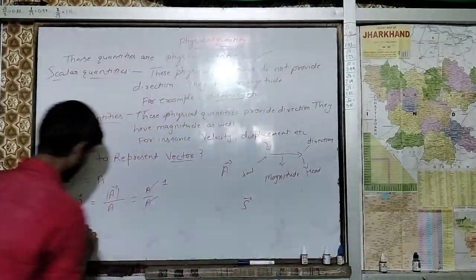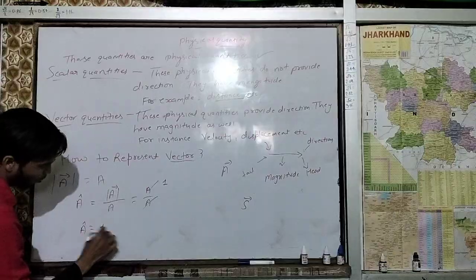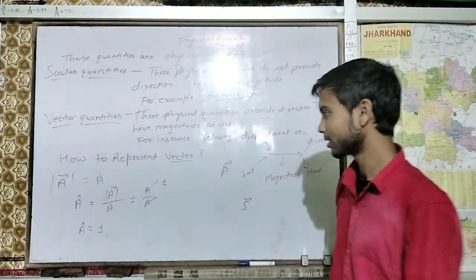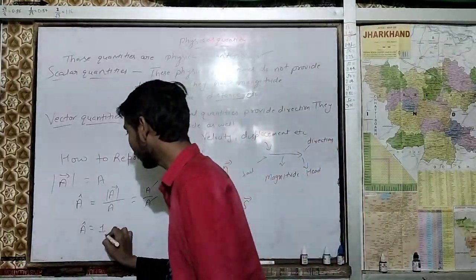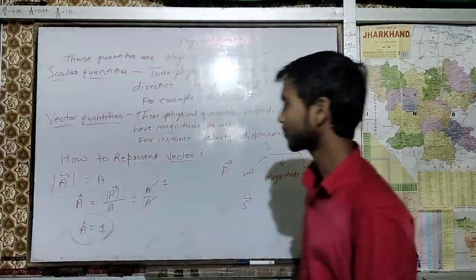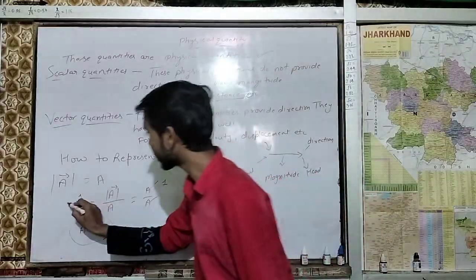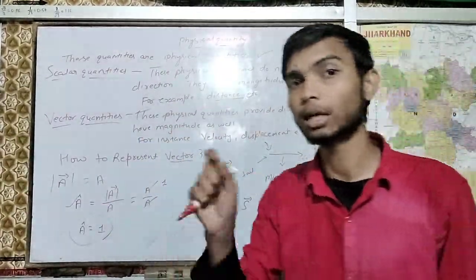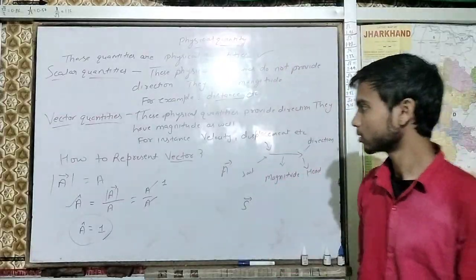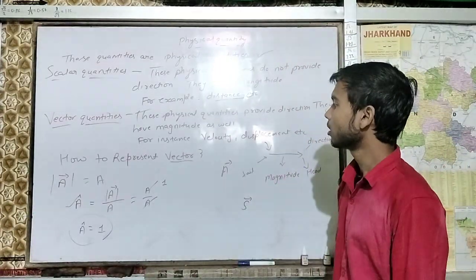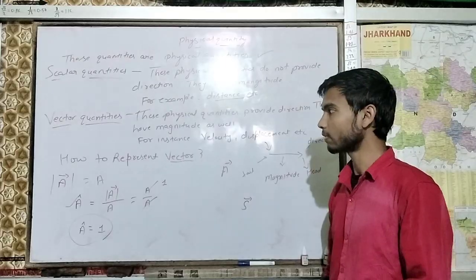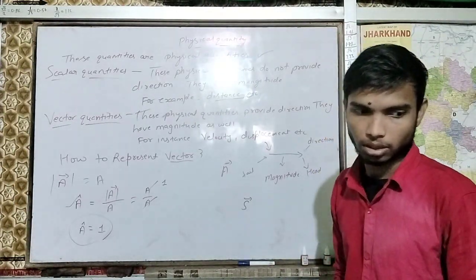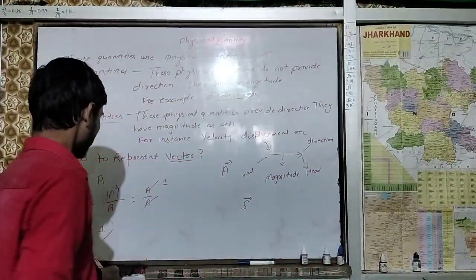So what are you getting? A cap is equal to 1. Magnitude is 1. And this is the definition of a unit vector. So the main focus was on this: A cap is equal to the vector a upon the magnitude of a. That's it. Then after this we will see types of vectors.